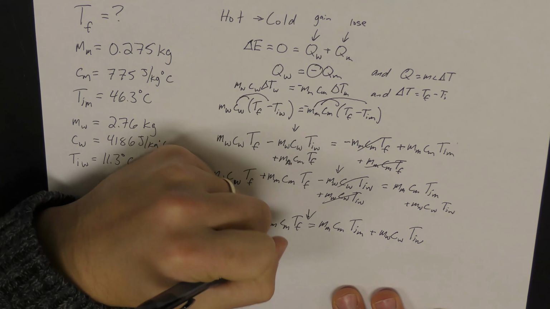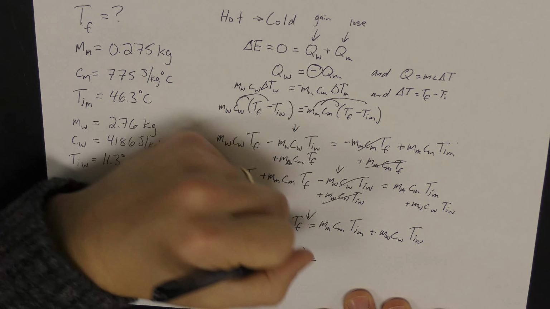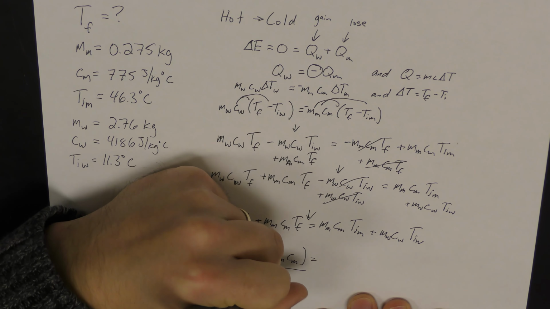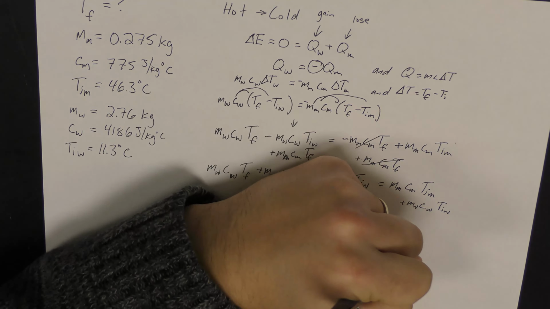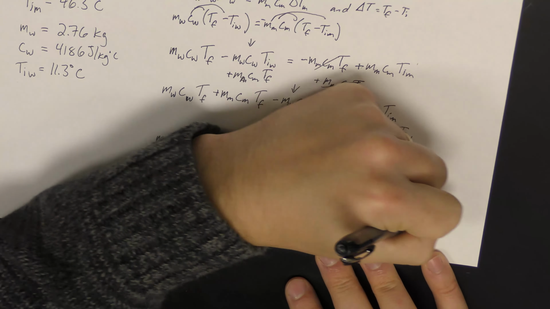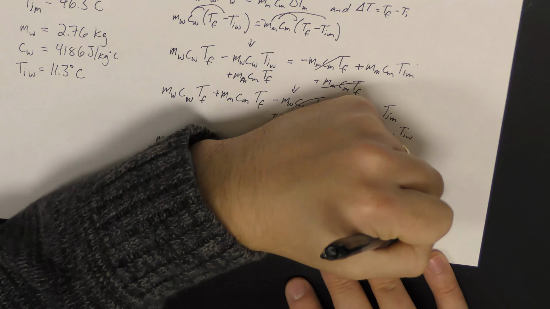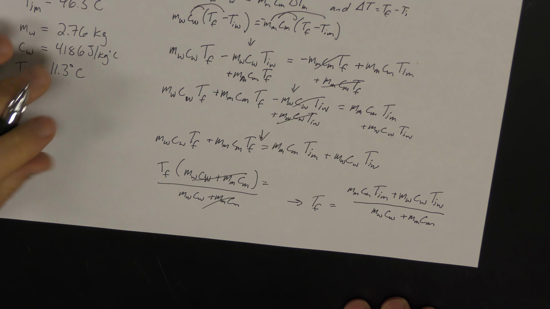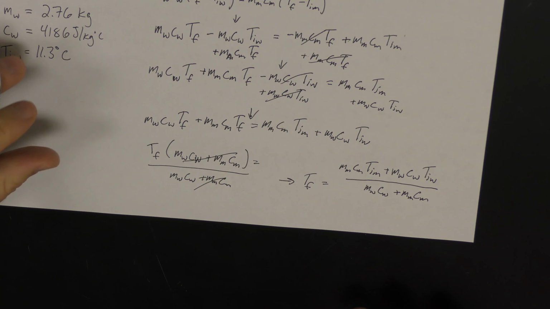which is going to be the mass of the metal times the specific heat of the metal times the initial temperature of the metal, plus the mass of the water times the specific heat of the water times the initial temperature of the water, divided by mW times Cw plus mM times Cm. And that gives us an equation for the final temperature of the water.